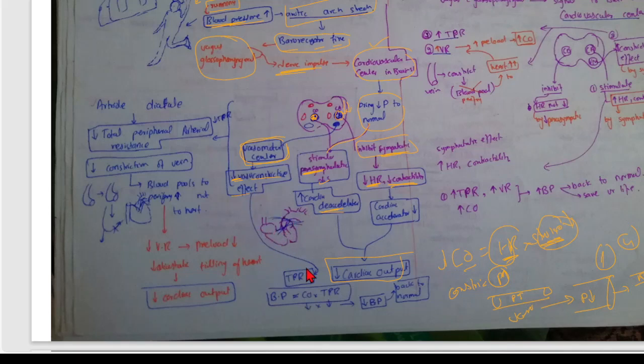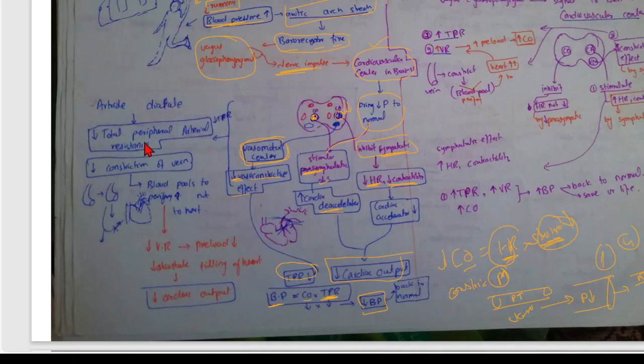Actually, one thing is it decreases the total peripheral resistance. So the blood pressure is equal to cardiac output multiplied by total peripheral resistance. If the total peripheral resistance is decreased by the vasomotor center, and cardiac output is decreased by the cardiac accelerator and decelerator, then the blood pressure also decreases. This is so simple. So blood pressure is decreased back toward normal.